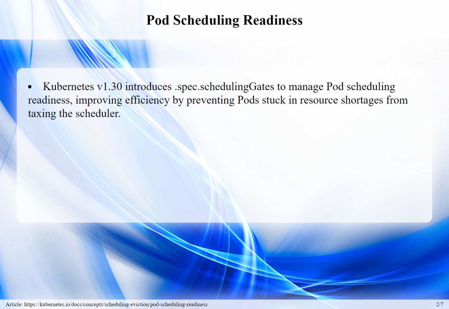With the release of Kubernetes version 1.30, pods, previously considered ready for scheduling upon creation, now have a refined mechanism to control their scheduling state. This development addresses issues where pods are stuck in a missing essential resources state, unnecessarily taxing the scheduler and related tools like cluster autoscaler. By using the spec.schedulingGates attribute, users can manage when a pod is ready for scheduling, streamlining operations and reducing inefficiencies.